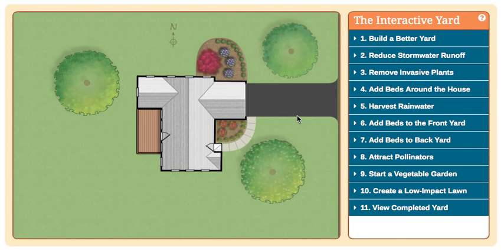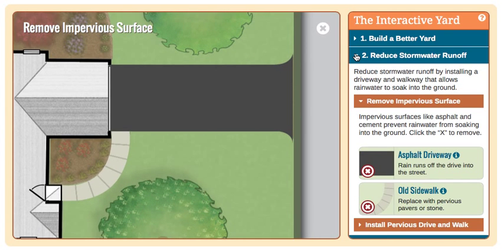So it's pretty easy. What you'll be doing is using these tabs over here on the right to navigate through the section, starting from number 1, 2, 3, 4, 5, etc. And you'll be doing a couple of things. In some cases, you'll actually be removing some items from the yard.